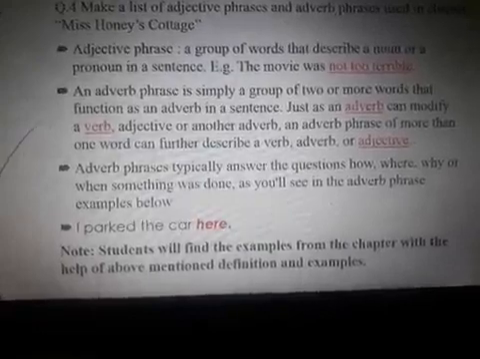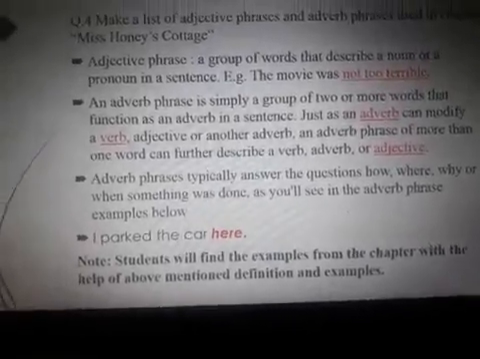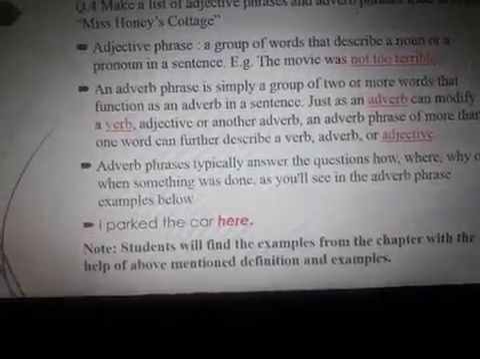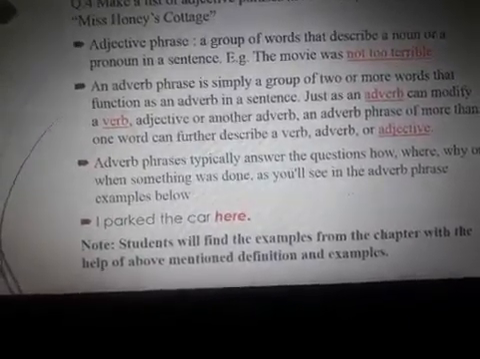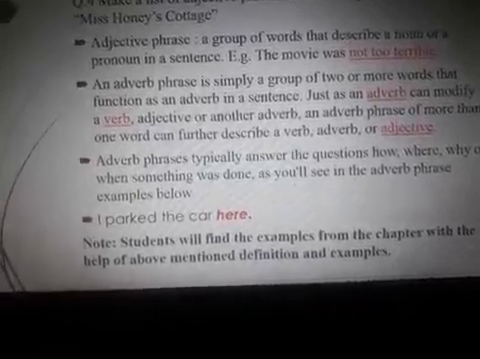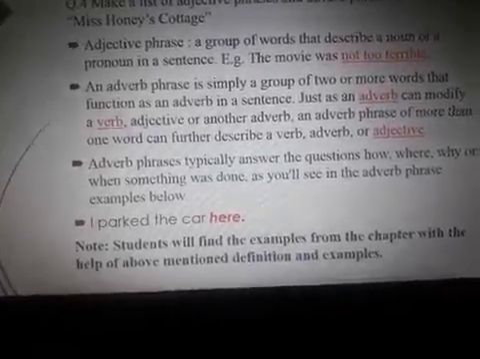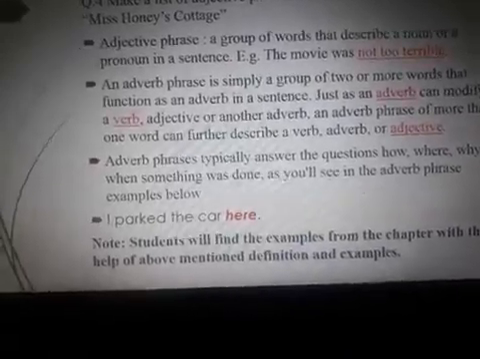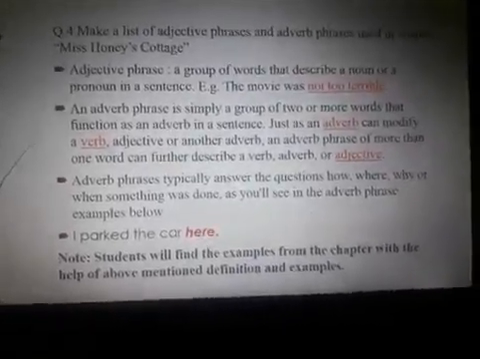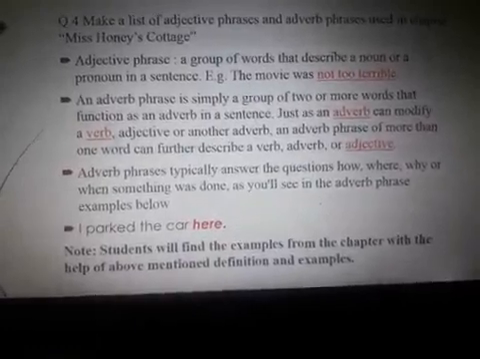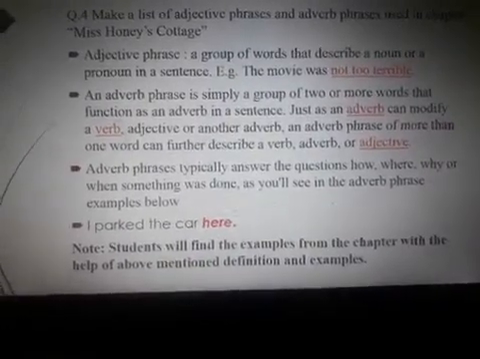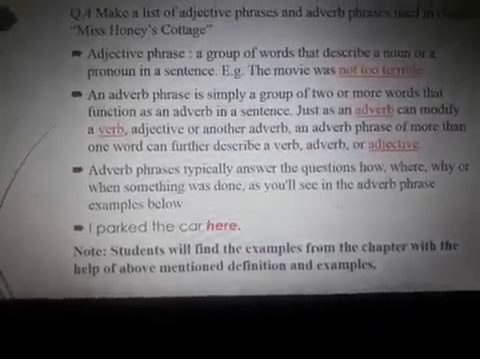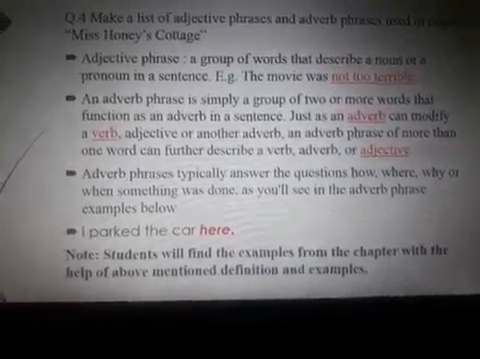A simple sentence would be: I parked the car. But if you add here, as in I parked the car here, the word here adds to the meaning, telling where the car was parked. So it is answering the question where. You will find a lot of these examples in the chapter. When you read it, underline the words, underline the phrases, and then write them in your answers. That is quite easy. You can easily find a lot of examples from the chapter.